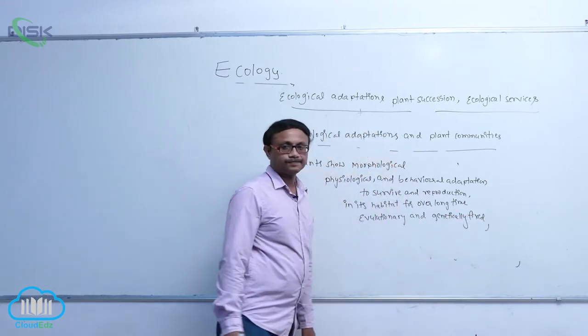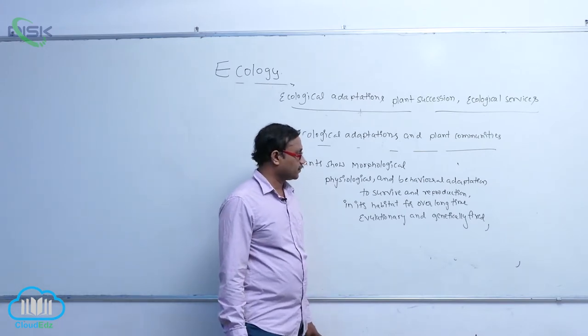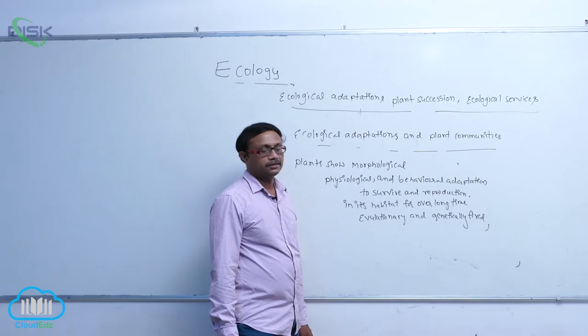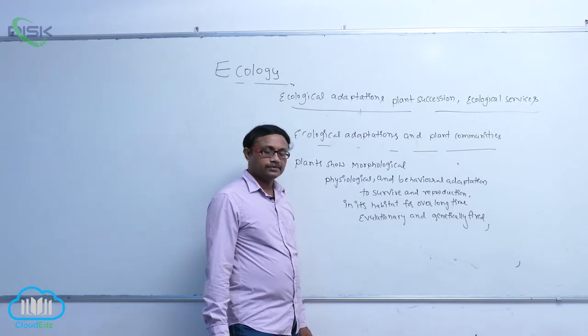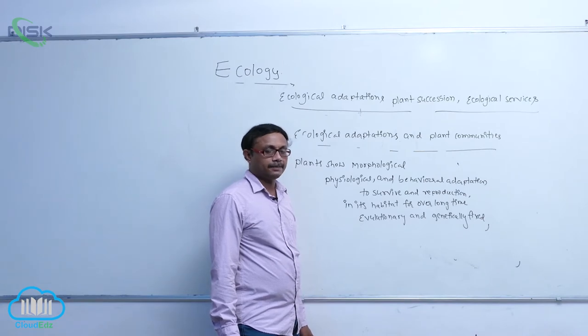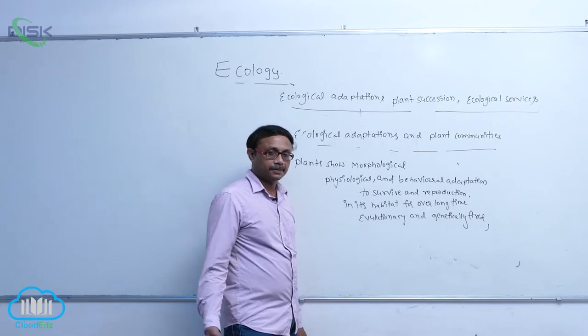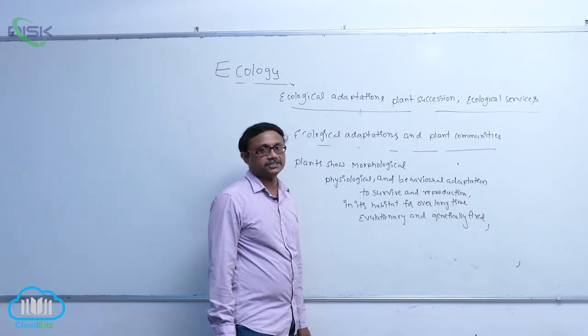It means if a plant shows some changes in the morphological, physiological and behavioral aspects to survive and reproduce in its habitat, and these adaptations over a long time are evolutionarily and genetically fixed, they occur permanently. That is known as the modification process.